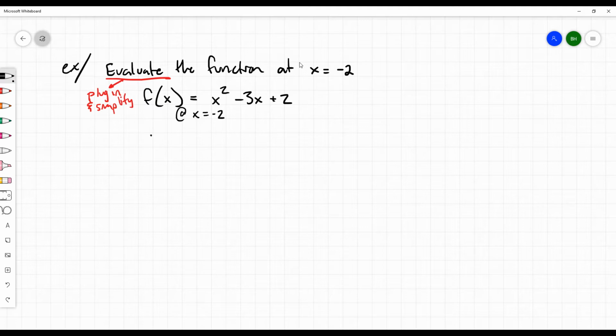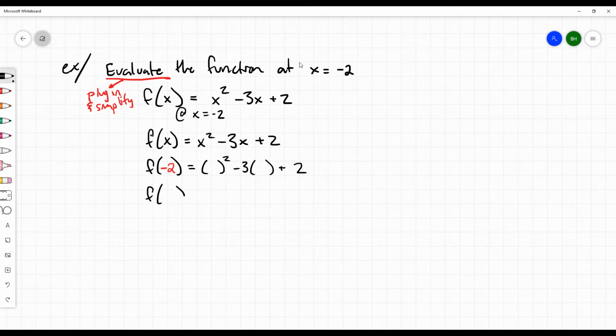And so for this problem, we're going to take this function f of x equals x squared minus 3x plus 2, and we're going to evaluate this at the value of -2. And so then this would mean that everywhere we see x, I like to put a set of parentheses so that way I can organize my thoughts. Everywhere we see that x value, we're going to be plugging in -2. So we have -2 here. That's what we're evaluating at. We have -2 here, -2 here. And then we can start simplifying this.